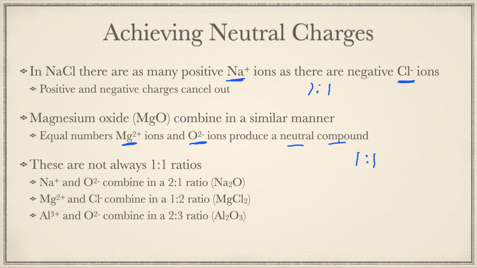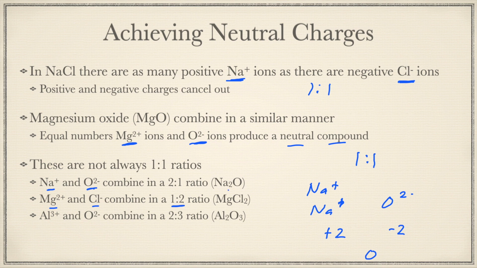Now, these are not always 1-to-1. So for example, if I have sodium and I have oxide or oxygen, those combine in a 2-to-1 ratio. So I have to have 2 sodium ions for every 1 oxide ion, because this is +2 now, this is -2, so that basically becomes 0 for our net charge. Magnesium chloride combines in a 1-to-2 ratio. So I have 1 magnesium for every 2 chlorides.